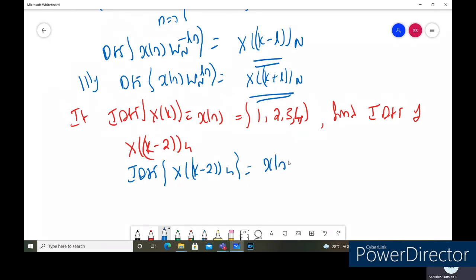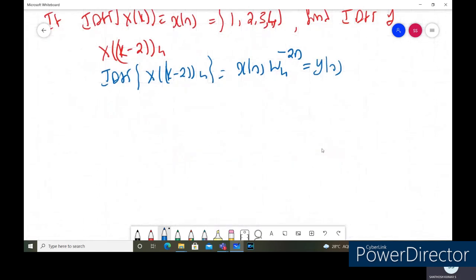we can write as per the frequency shift property. This term is omega. Since it's a 4 point DFT, in place of L we have 2 here, so it is 2 into n. Let us call this the new sequence, which is y of n. So we'll find out the sequence.